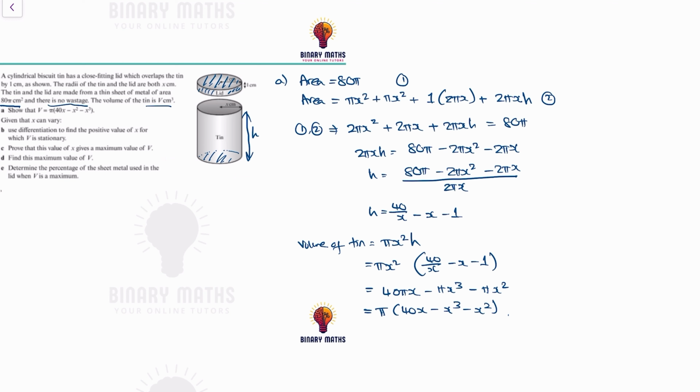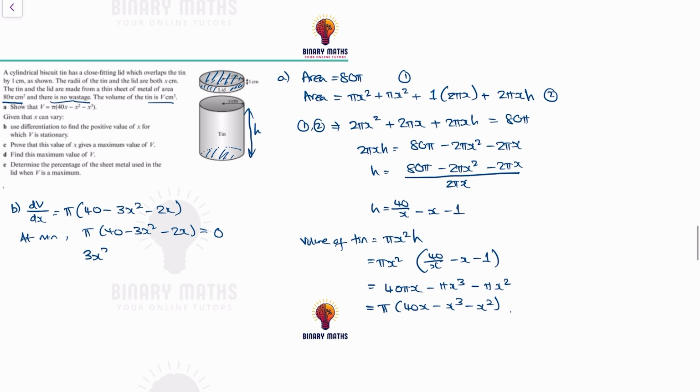Use differentiation to find the positive value of x for which v is stationary. So B, that means I need to differentiate v with respect to x. So dv/dx will be equal to pi times (40 minus 3x squared minus 2x). At minimum, pi times (40 minus 3x squared minus 2x) is equal to 0. Pi is just a constant, I can take it out. I can change all the signs, so I end up getting, it's the same thing as writing 3x squared plus 2x minus 40 equals 0.